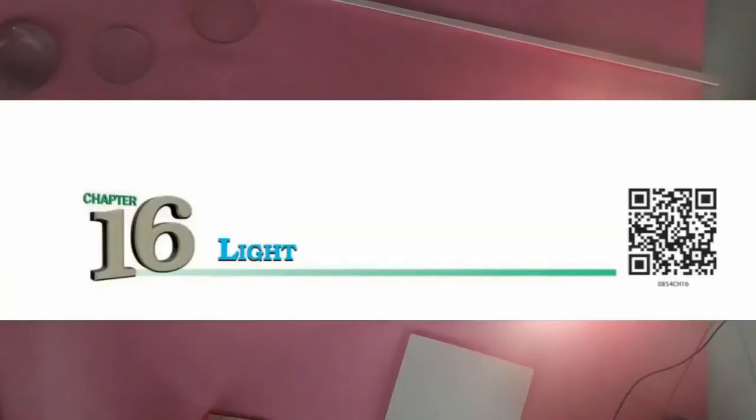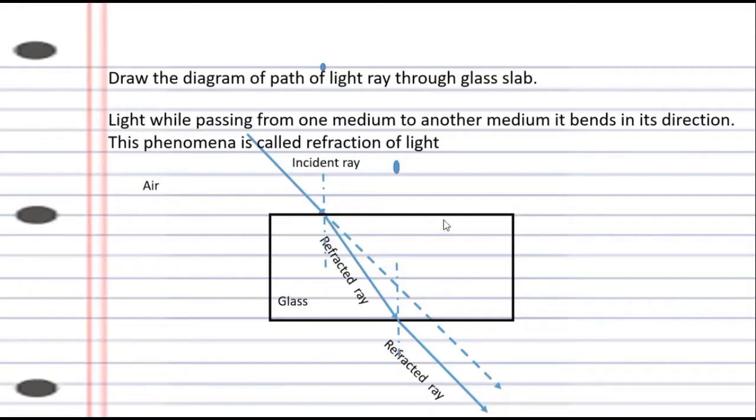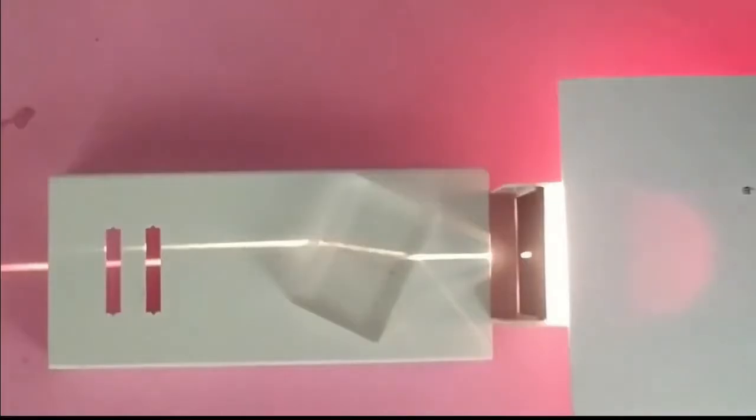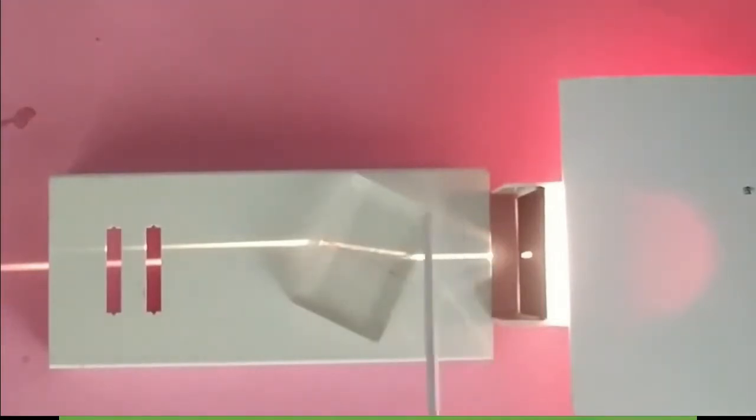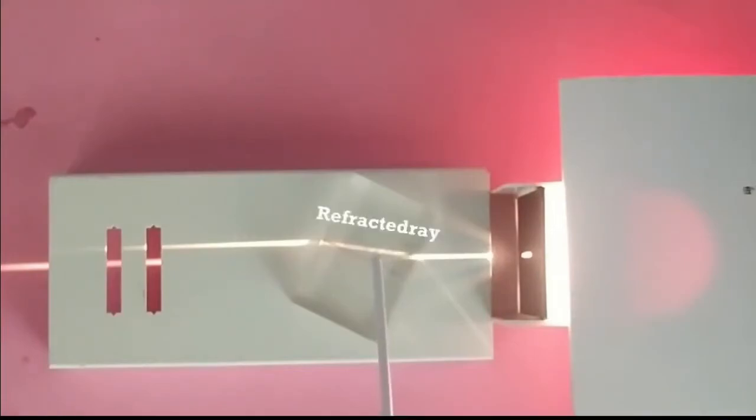We were in chapter Light of class 8. In the previous video tutorial, we learned the meaning of refraction of light, and then we learned how to draw the path of a light ray through a glass slab, with the demonstration of an experiment by taking a beam of light and allowing it to pass through a glass slab.